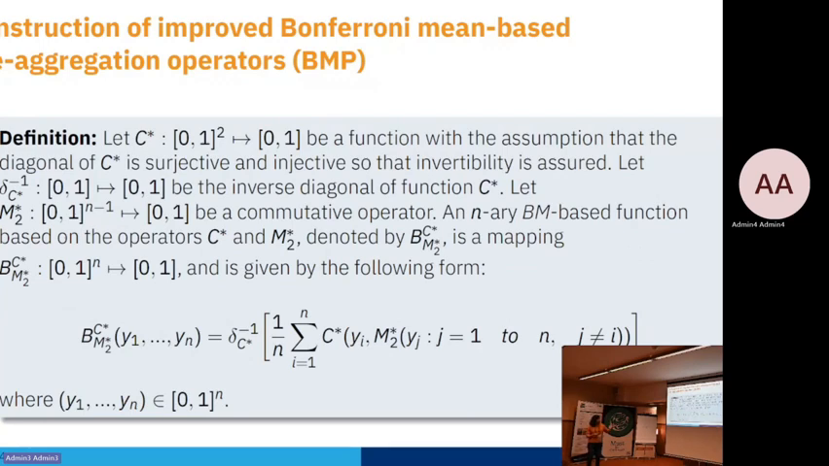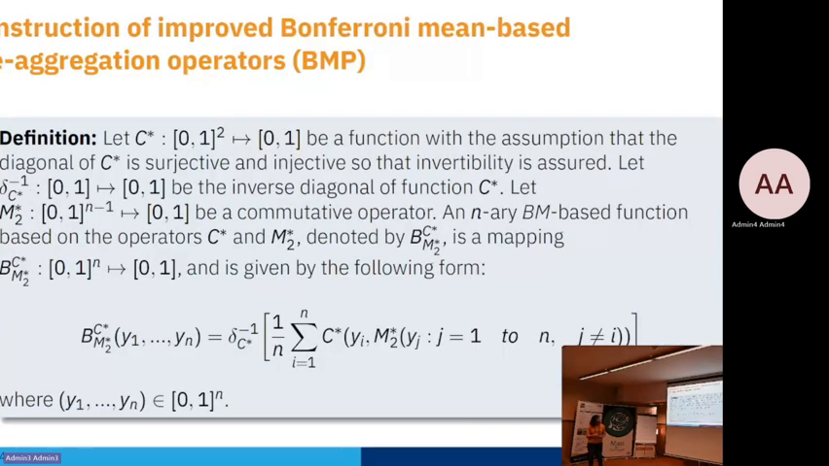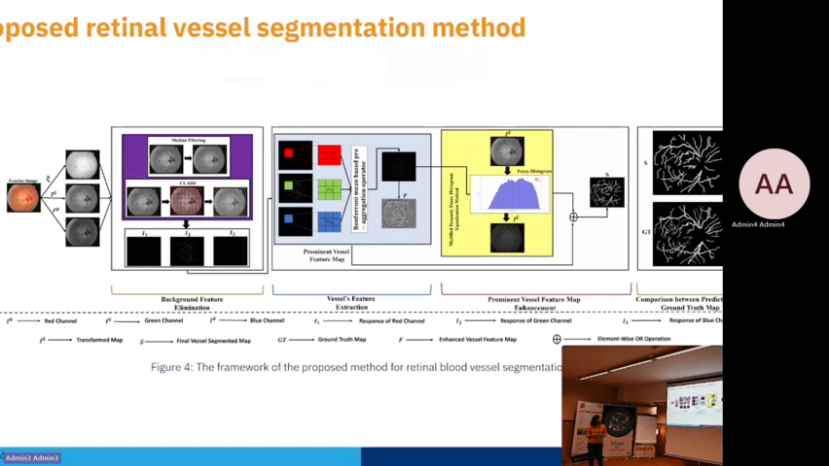And if we impose some properties on C star and M2 star, then this will behave as a pre-aggregation operator. So if this C star is the left conjunctive aggregation operator and M2 star is idempotent and increasing in every direction, this form will behave as a pre-aggregation operator. So we have utilized this form in the color channel fusion to segment the vessel.